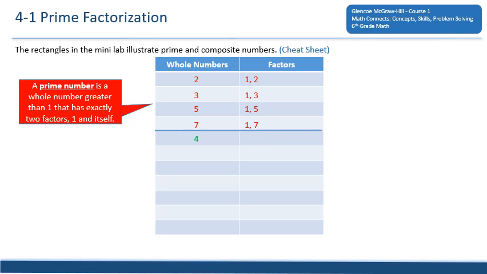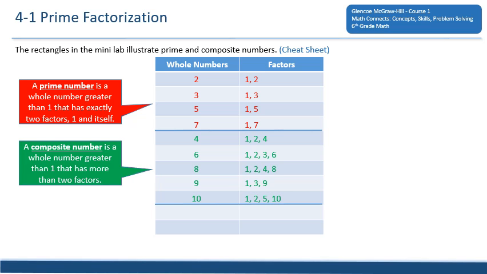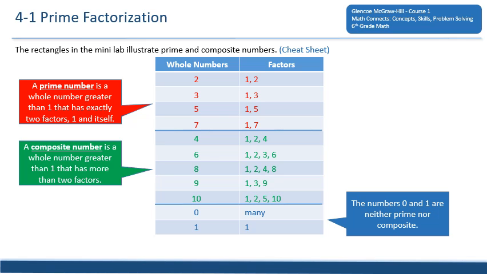So then we look at the squares for 4. We had 1, 2, and 4. 6, 1, 2, 3, and 6. 8, 1, 2, 4, and 8. 9, 1, 3, and 9. 10, 1, 2, 5, and 10. A composite number is a whole number greater than 1 that has more than 2 factors. Then we had 0 with many factors and 1 with 1 factor. And the numbers 0 and 1 are neither prime nor composite.